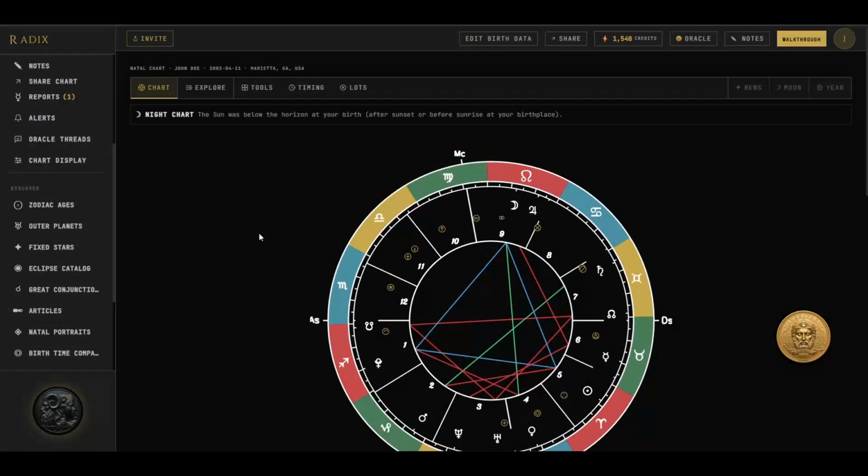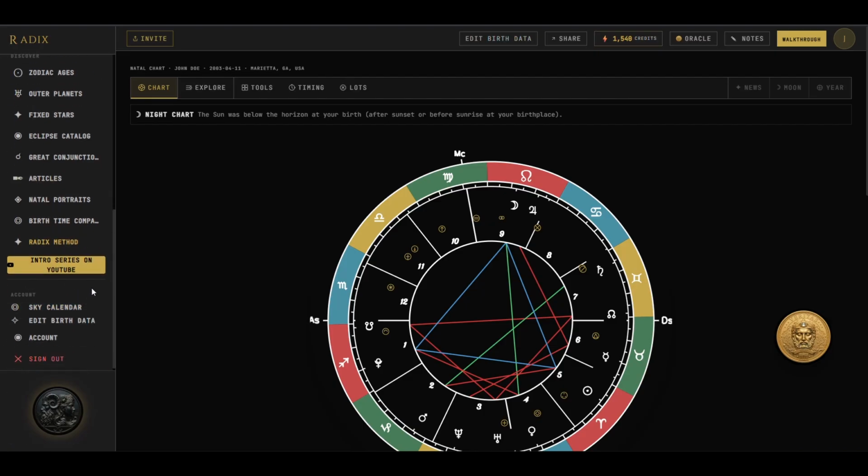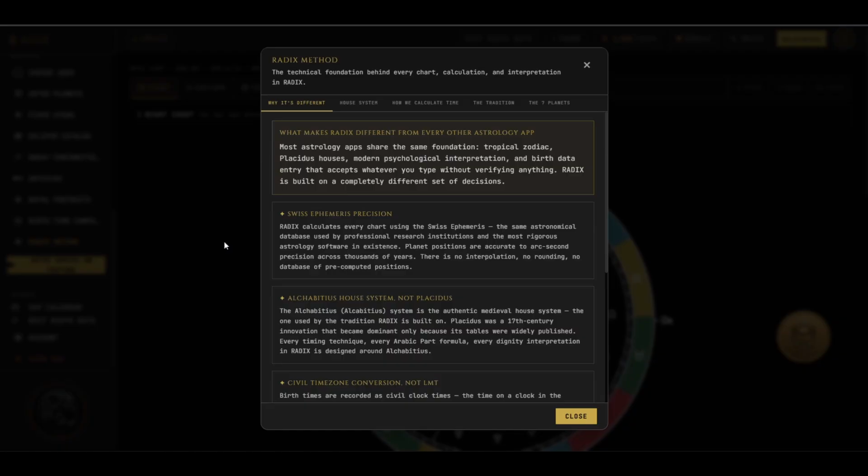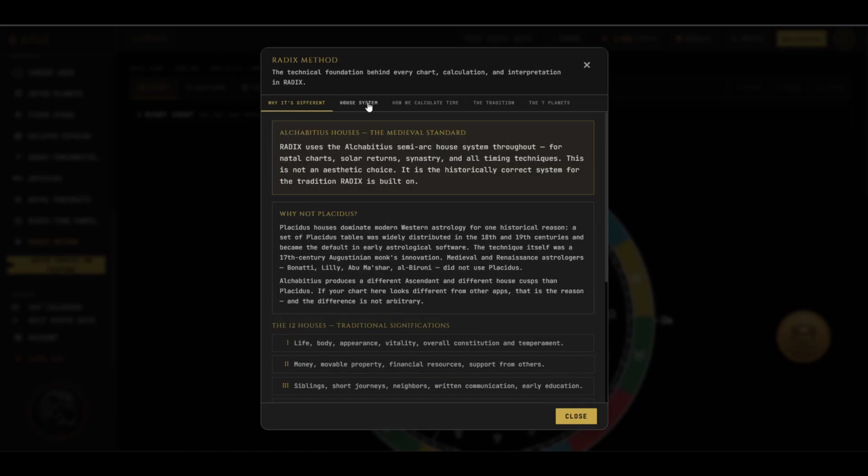Both layers are real. RADIX uses the classical 7 as the primary interpretive framework because that's what the timing techniques are calibrated to, but the oracle is aware of the outer planet context, and when it's relevant, it's part of the picture. Now, I want to talk about something that might seem like a technical detail, but actually makes a real difference in the precision of your chart.